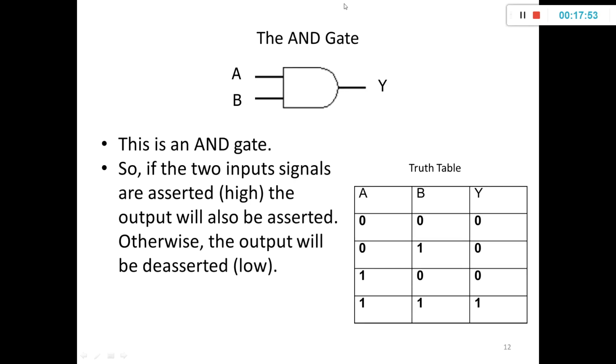Similarly, we have an AND gate. This is the symbol for the AND gate. If both the inputs are 1, then only the output will be 1. Like this we have different kinds of gates. I have mentioned here an inverter, an OR gate, and an AND gate.